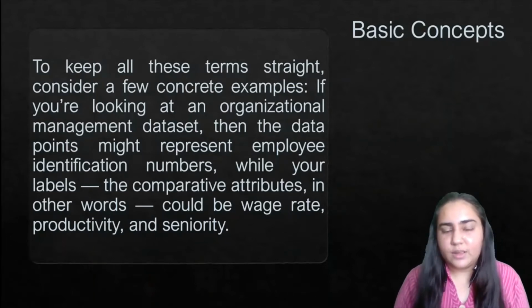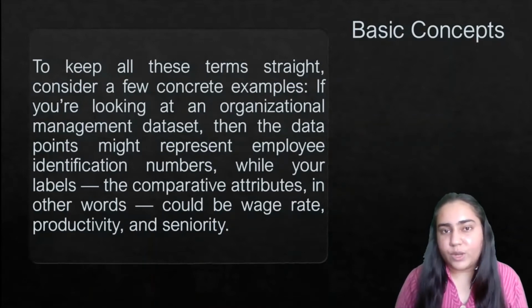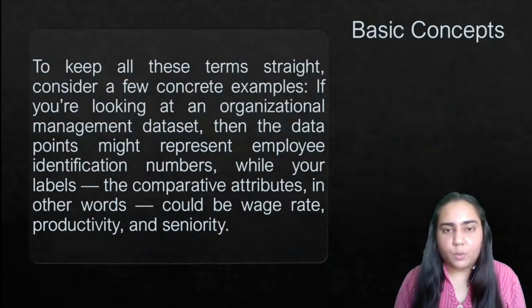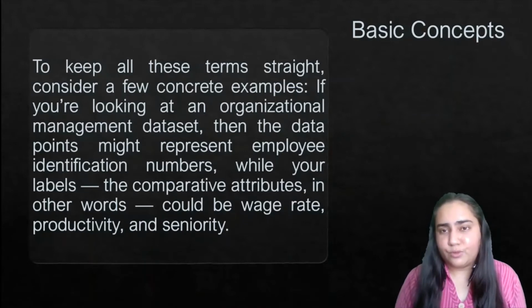So that is just an identification number, but there are comparative attributes like wage rate, because you can compare one person's wages with another person's wages. Seniority can be compared because age can be compared, and productivity, if there's a way to quantify productivity, then that can be compared as well.